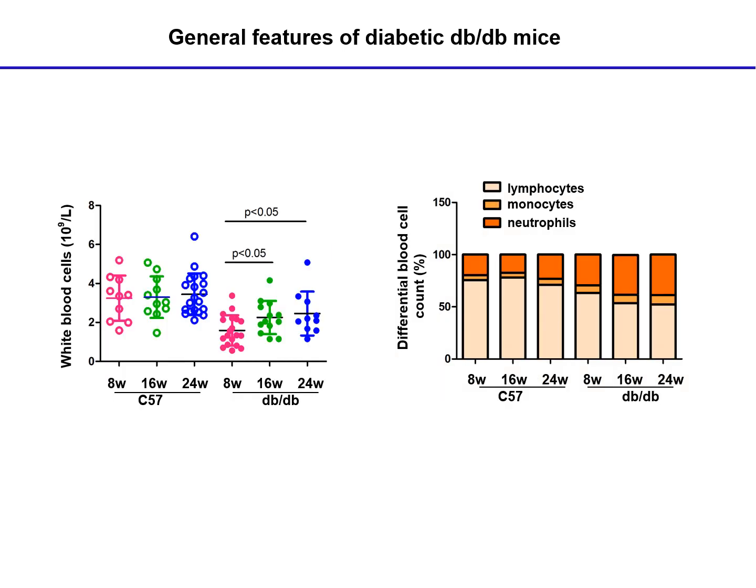When we look at the white blood cell count, in mice at the age of 24 weeks, white blood cell numbers were higher compared with 8 weeks. Moreover, the number of neutrophils was more pronouncedly increased in the 24-week-old mice.